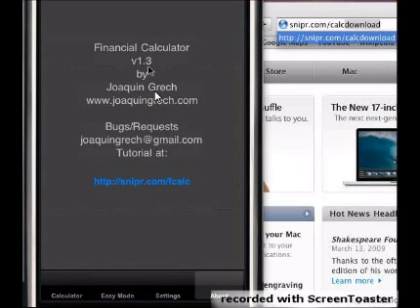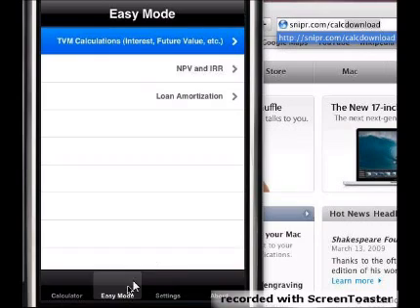Let's see, this is version 1.3. It should be out tomorrow, but let's play around with it. Let's do something simple. Let's do time value calculations the easy way. This is the easy mode.